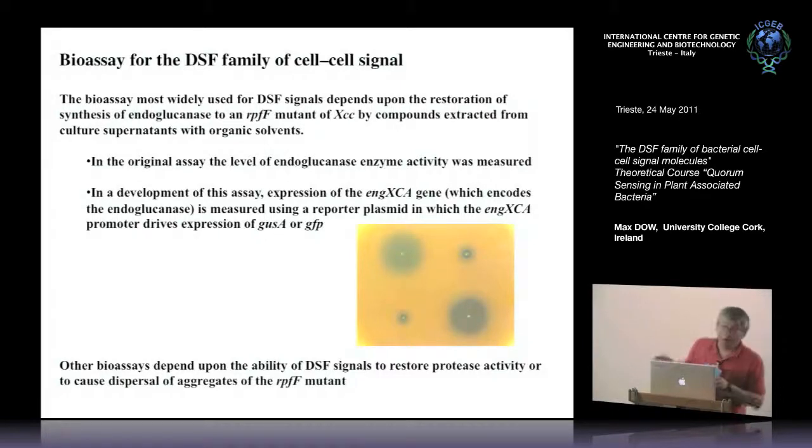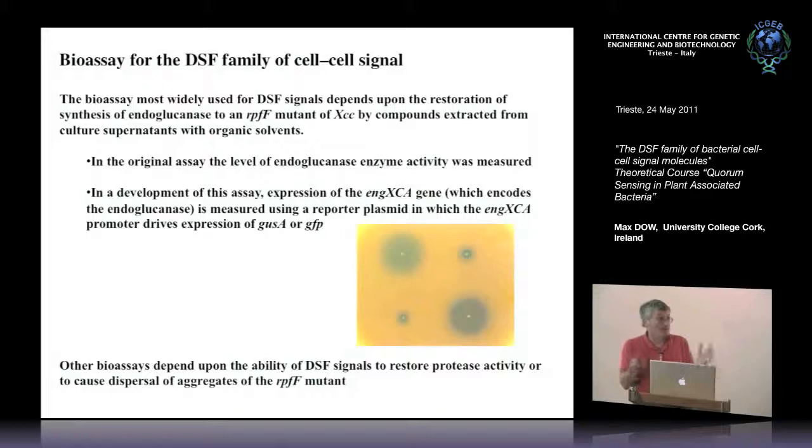And then we devised another assay where, rather than using the enzyme activity to measure, we fused the promoter of the endoglucanase gene to GUS, and other laboratories, Steve Lindow's, have used GFP, and then did exactly the same experiment. So what you can do is have a plate where you actually measure GUS with X-gluc, and here we see a plate which contains the reporter strain, the rpfF mutant carrying the endoglucanase GUS reporter. On that, we've pin inoculated several different strains of Xanthomonas campestris, different mutants, and we can see that these large blue zones indicate the level of DSF production. Unfortunately, this is the wild type, and this is the rpfC mutant. Again, a topic I'll come back to later on.